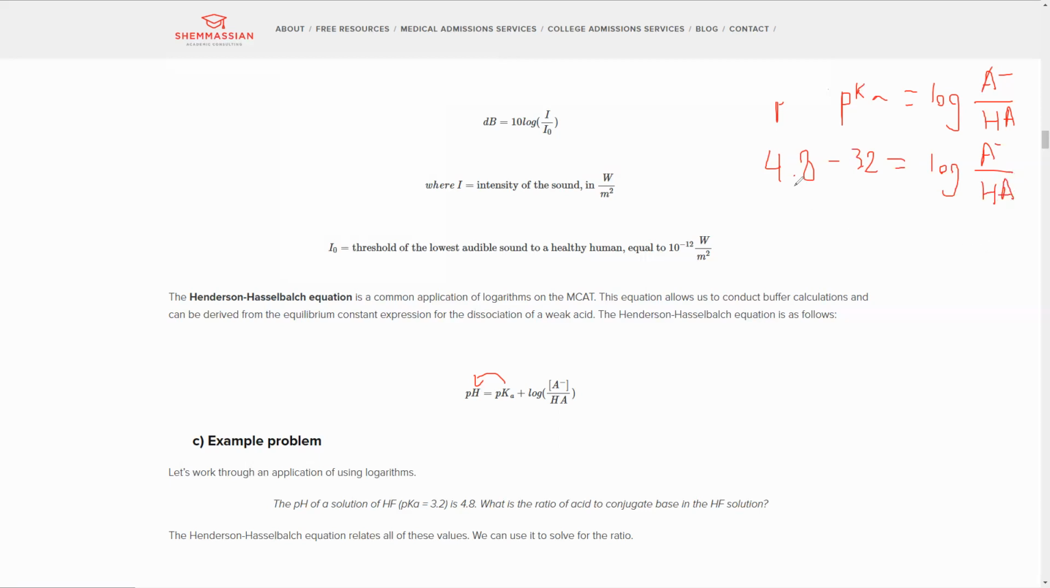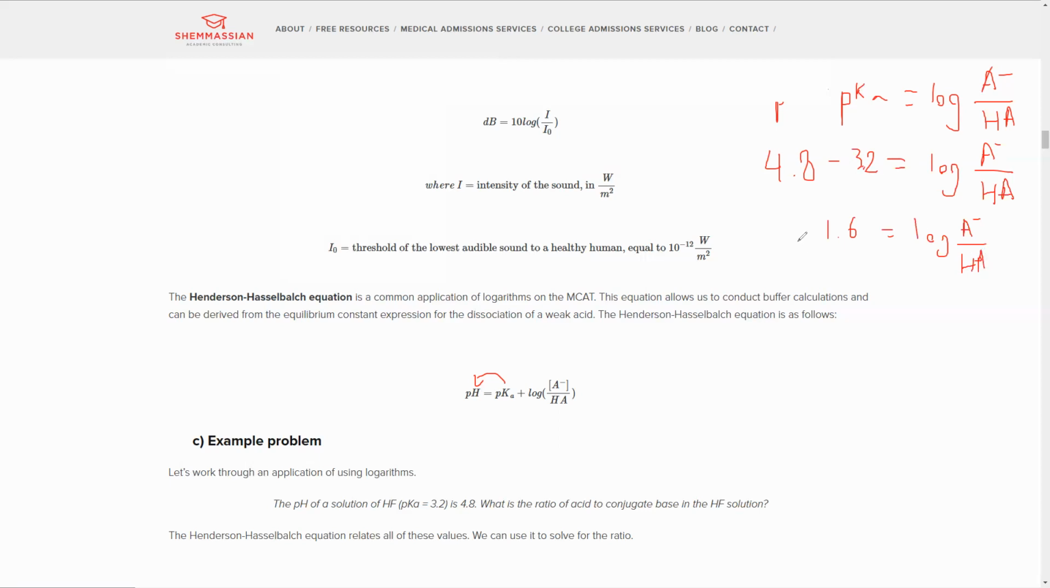Okay. And so now we can subtract this. 4.8 minus 3.2 gives us 1.6 equals log A minus over HA.